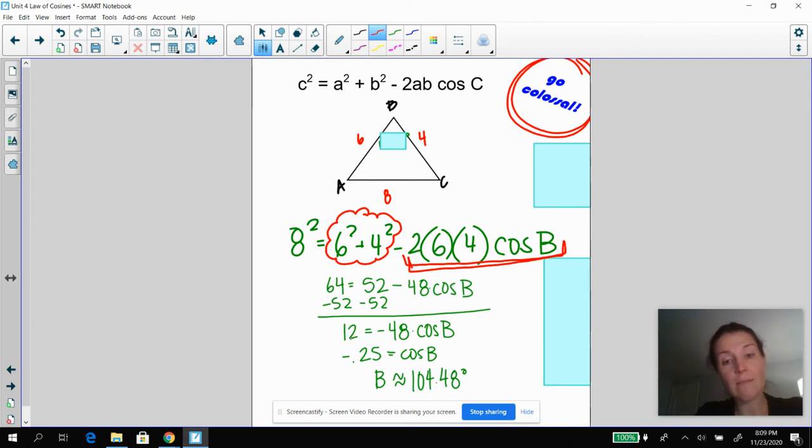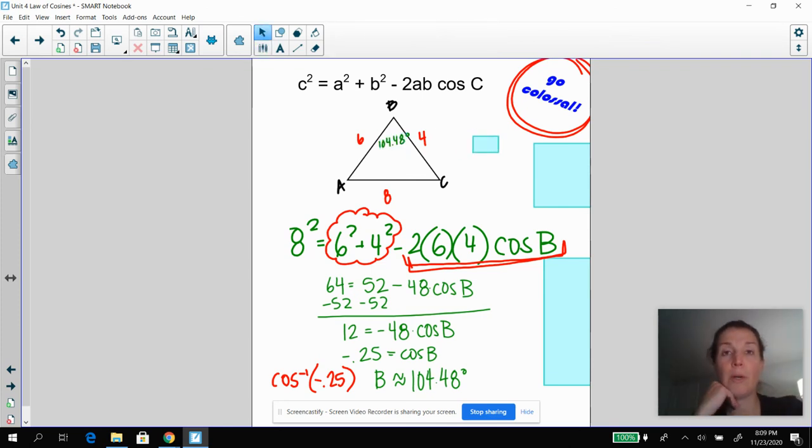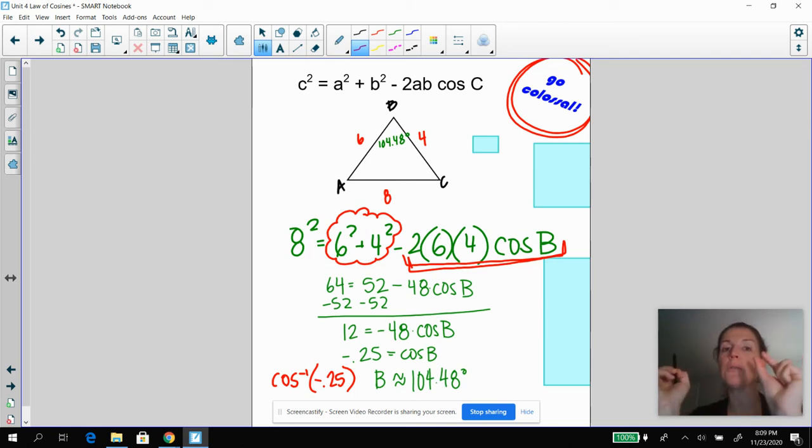Then you divide by 48, and then you wind up having to do the inverse, remember? So it would be cosine inverse of negative 0.25, and that would give you approximately what B is, which is 104.48 degrees. And then your next step would be the law of sines, because look, you've got a nice little ratio here. So you would do the sine of 104.48 over 8. But then remember, law of sines, you have to go small. So which angle measurement are you going to solve for? A, because 4 is the smallest side that's left. So hopefully that makes sense.